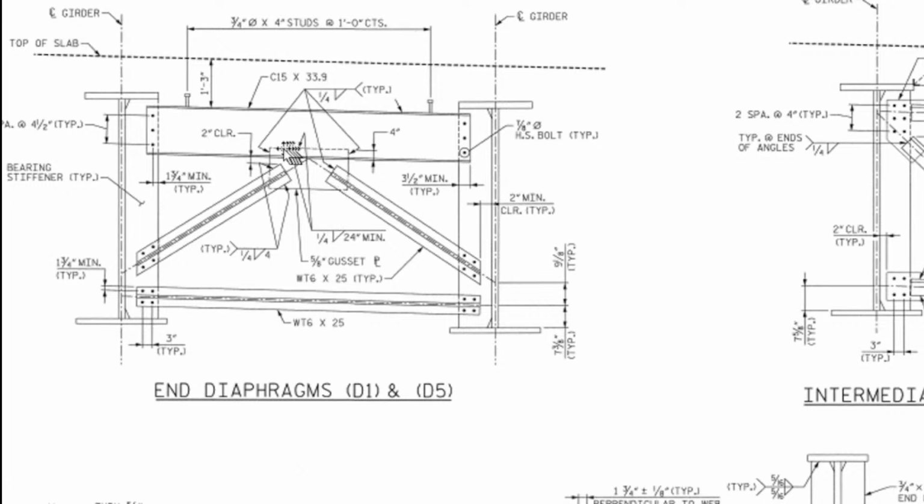This rectangle here is a very important gusset plate. Plate line shown MT 6 by 25. That is the typical dimension. So again, typically 6 by 25.